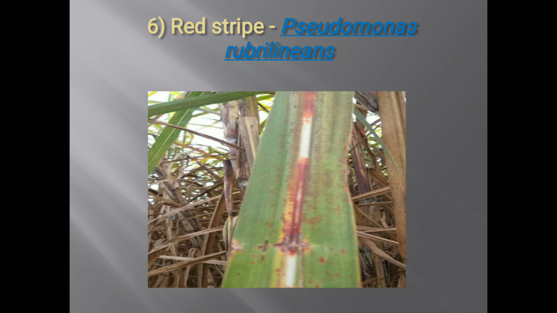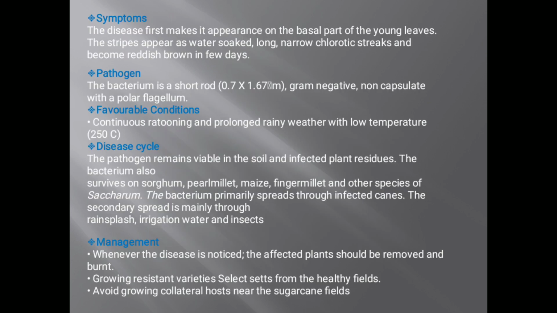Sixth disease, that is red stripe, which is caused by Pseudomonas rubrilineans. Symptoms: the disease first makes its appearance at the basal part of the young leaves. The stripes appear as water soaked, long narrow chlorotic streaks and become reddish brown in a few days. Pathogen: the bacterium is a short rod, gram negative, non capsulated with a polar flagellum. Favorable conditions: continuous raining and prolonged rainy weather with a low temperature of 25 degrees Celsius.